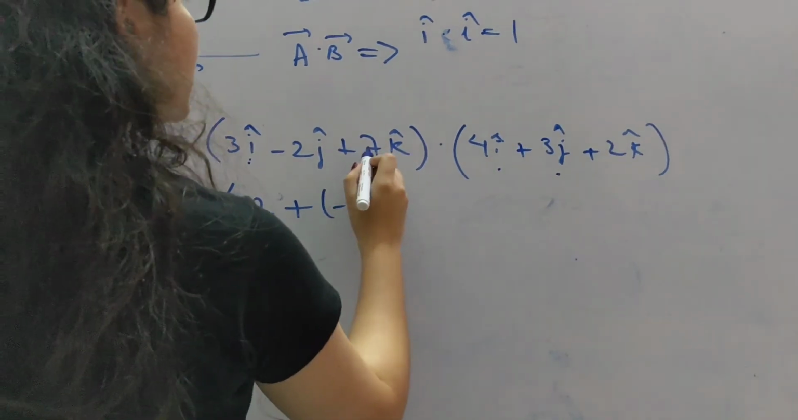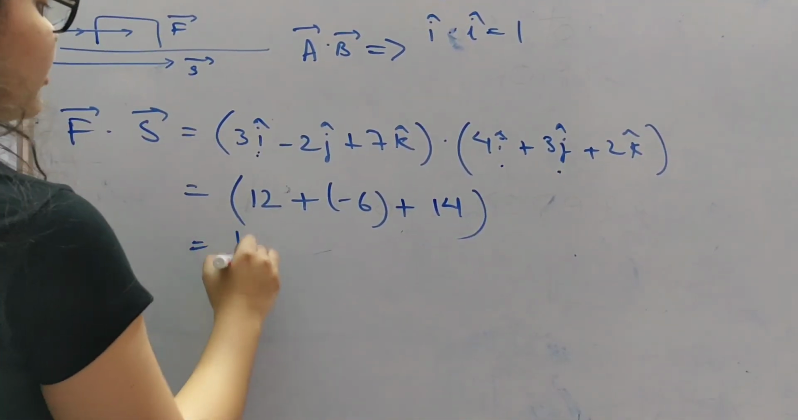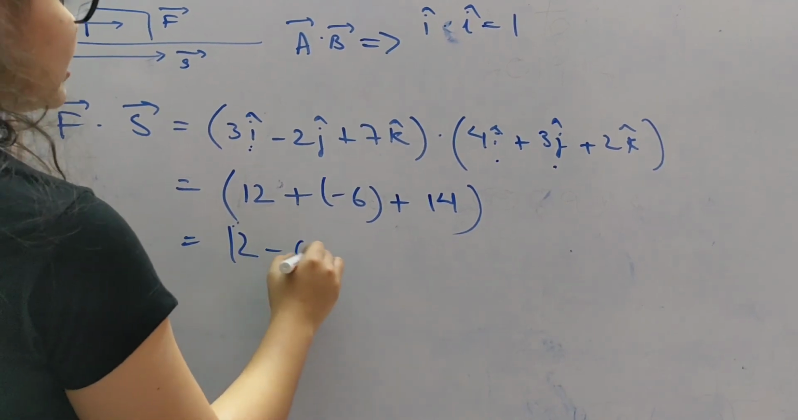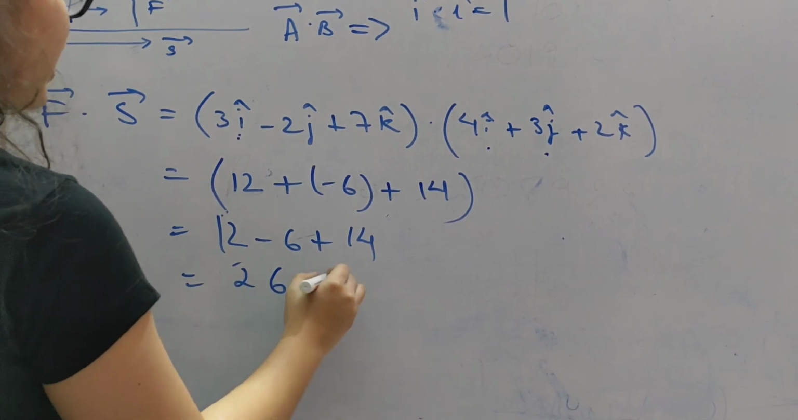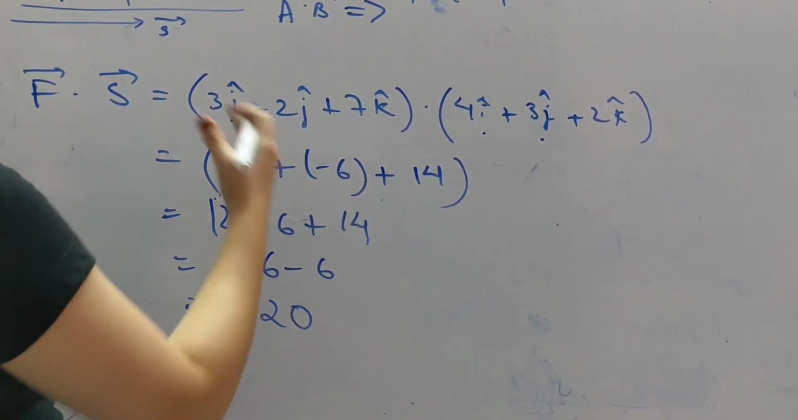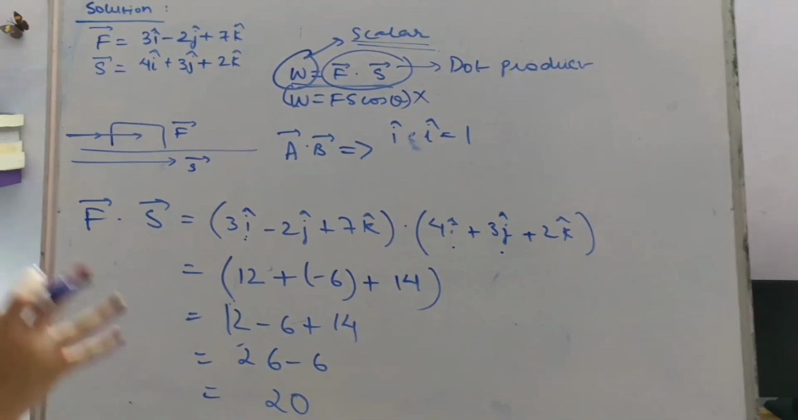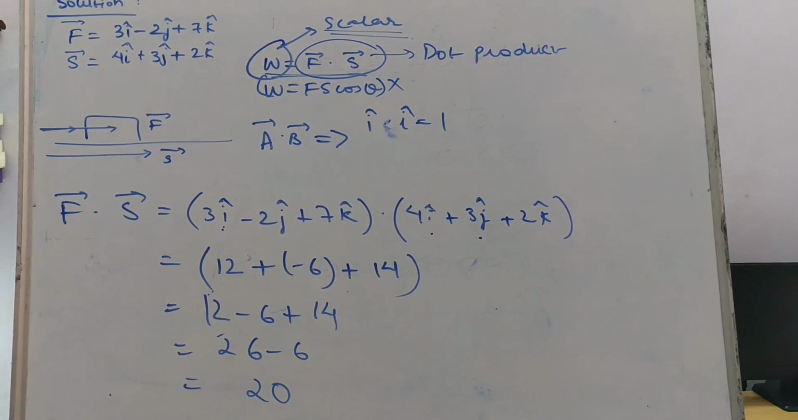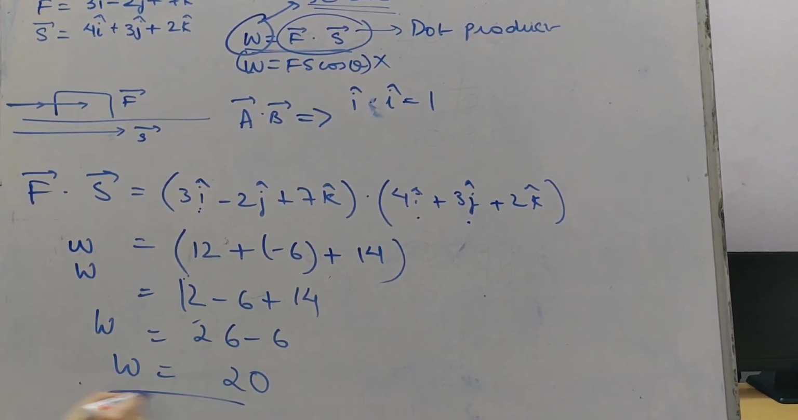Let us continue. Then we'll have 7 into 2, which is 14. On simplification we get 12 minus 6 plus 14, which is 26 minus 6, which is 20. So 20 joules, kilojoules. Since no units are given to us in this question, I'm just keeping it as 20. But obviously if units are given, you will have to add the unit. So this is the value of work done.